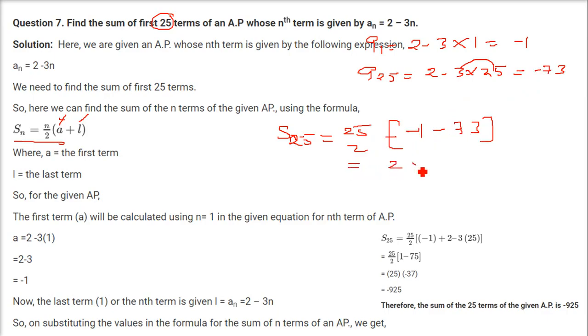And this is going to be 25 by 2 into minus 74. So this is going to be minus 37. So 25 into minus 37 is going to be minus 925. This is our solution.